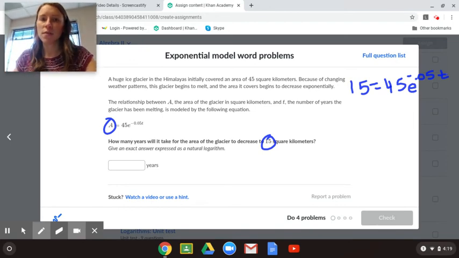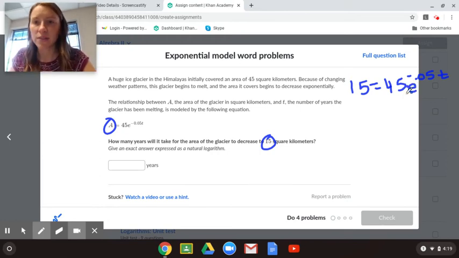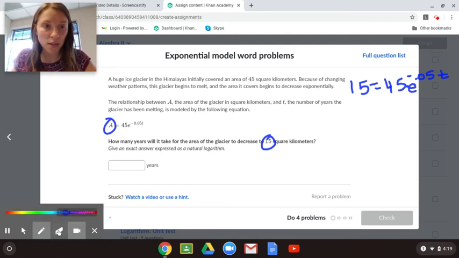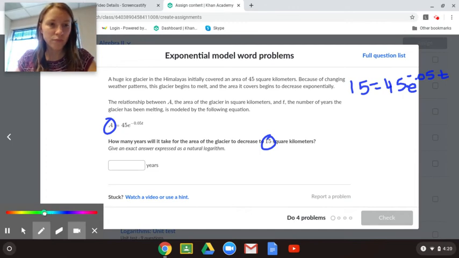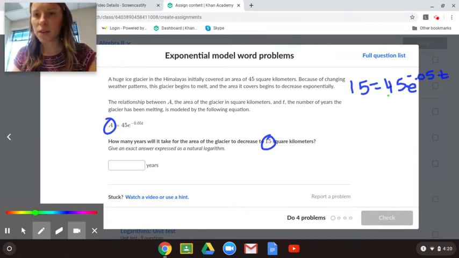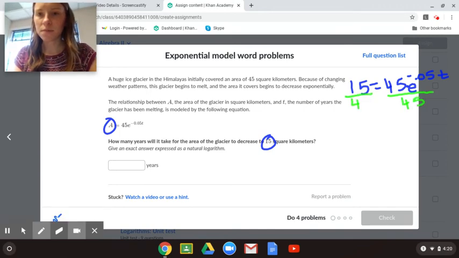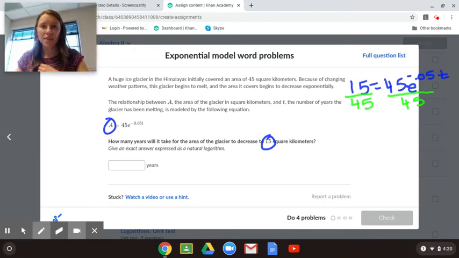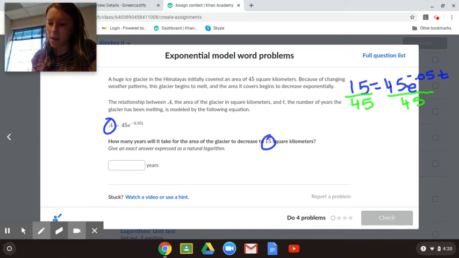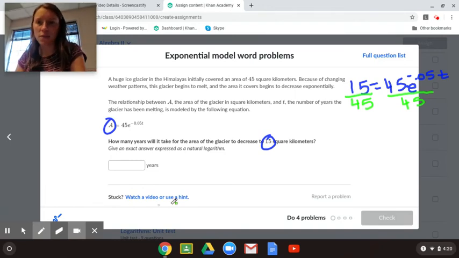The first thing I want to do: this 45 is being multiplied to e. So how do we get rid of something that's being multiplied? We divide it. So let me put a different color in here. Green. I'm going to divide both sides by 45. I believe 15 over 45 can be reduced to 1/3. So 15 divided by 45 is 1/3.